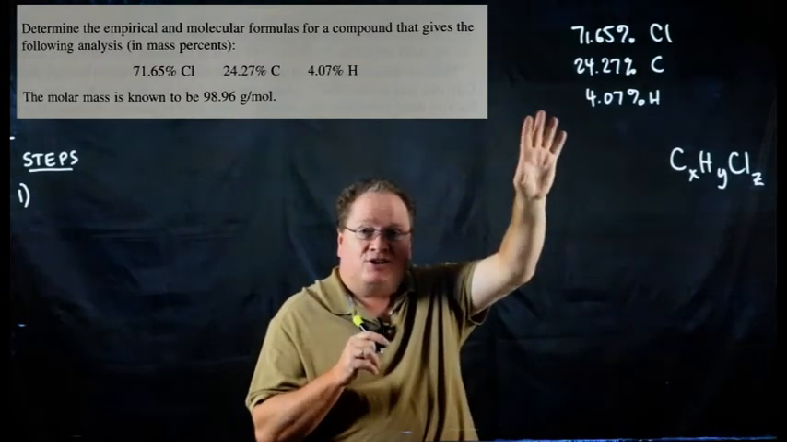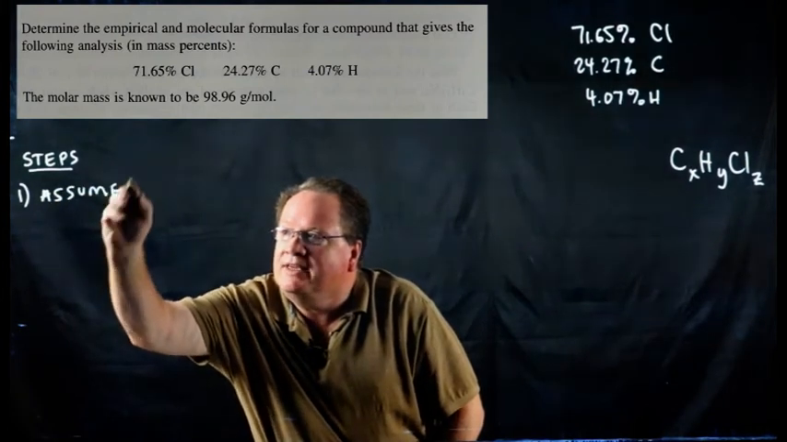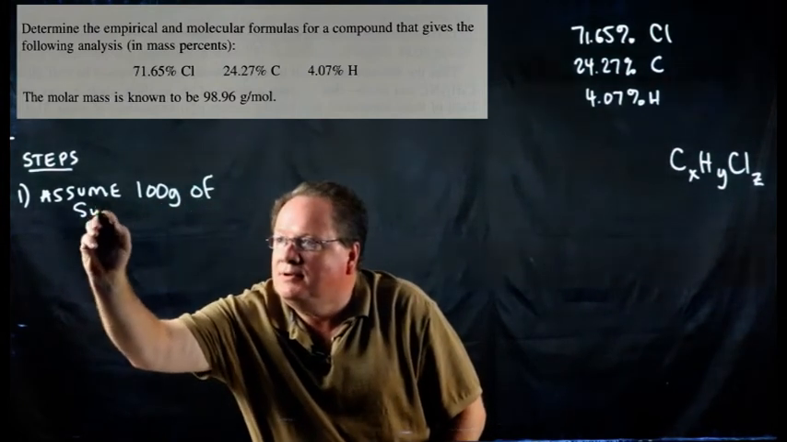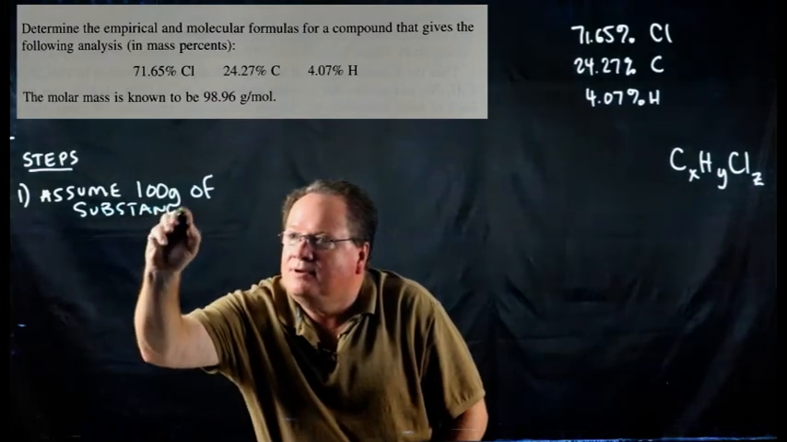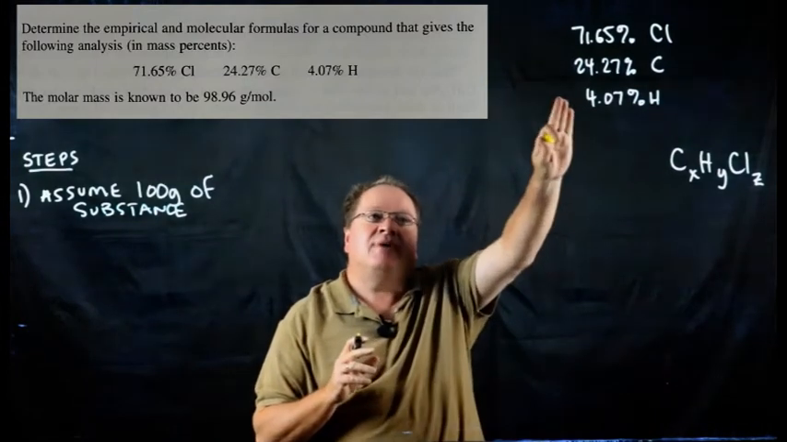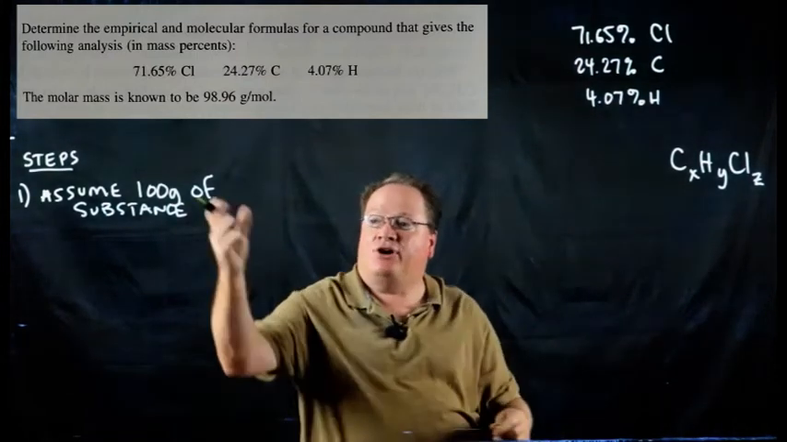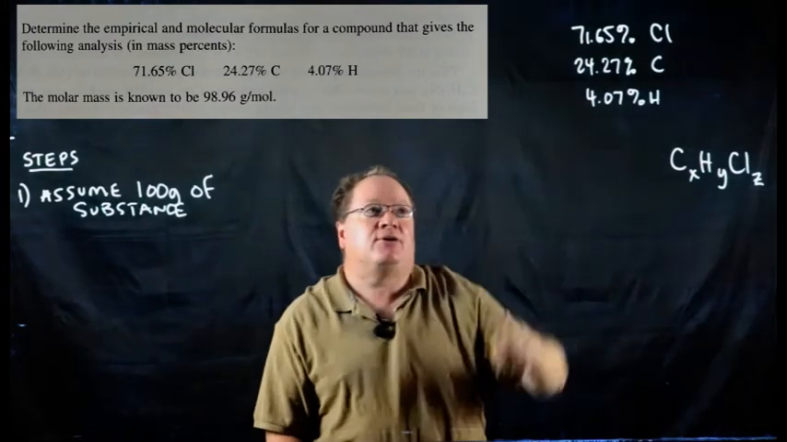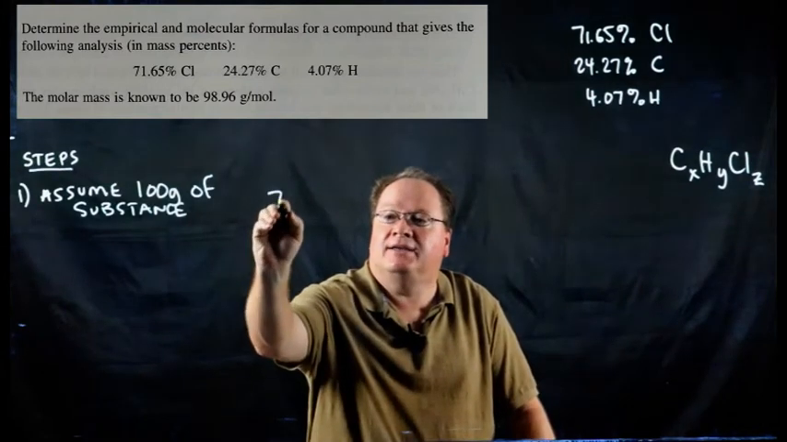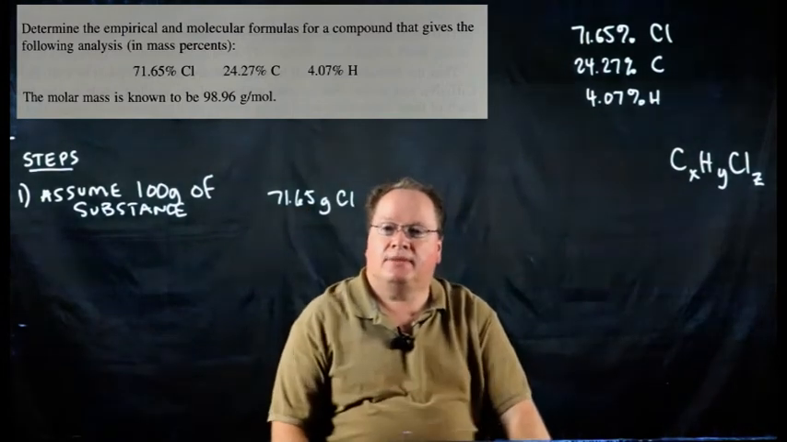So if we're given a percentage like this, the very first thing you do, assume that you have 100 grams of the substance. Now, why would I do this? Because that makes these percentages turn into grams really easy. If I have 100 grams of this substance, how many grams of chlorine would you have? Well, if you have 100 grams of it, you'd have 71.65 grams of chlorine. Okay?